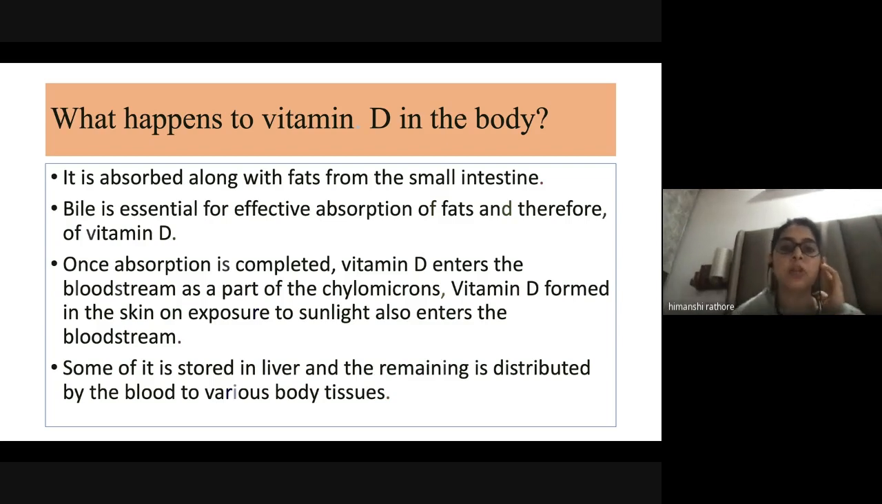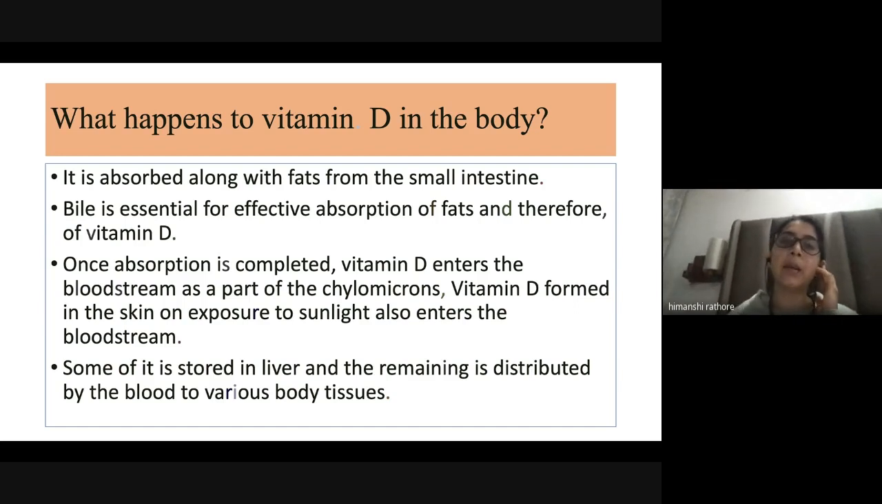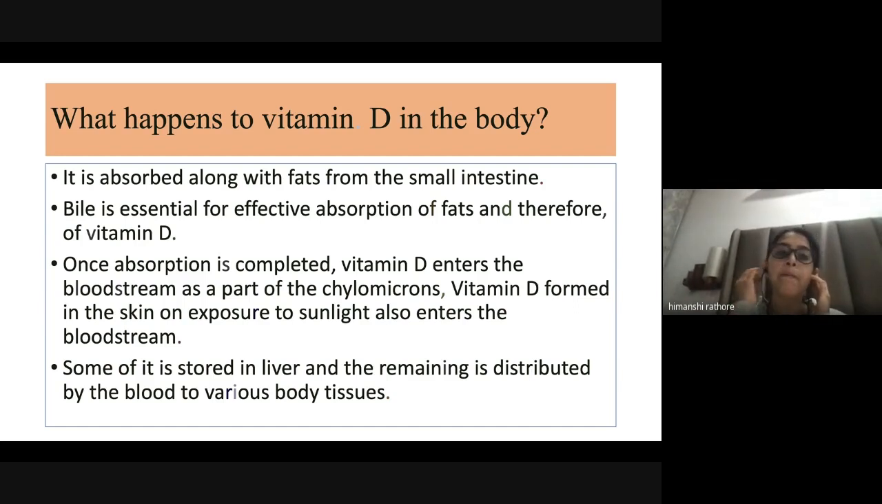Now, bile is essential for effective absorption of fat, because bile is present in the small intestine, and bile is being produced by the pancreas. So, therefore, bile is also necessary for vitamin D. They are similar. Fat digestion and vitamin D digestion are almost similar. Once absorption is completed, vitamin D enters the bloodstream as a part of chylomicrons. Chylomicrons are nothing but droplets of fat.